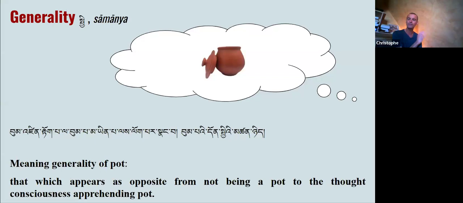We exclude everything that is not a pot. And what do we have if we exclude everything that is not pot? Pot. Yeah, exactly. So that's why they would say that in the Sautrantika, and I guess in other schools, the thought consciousness is operating through exclusion. Anyapoha, in Sanskrit. We exclude everything that is not that thing, that phenomenon.